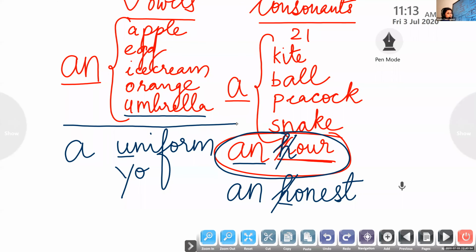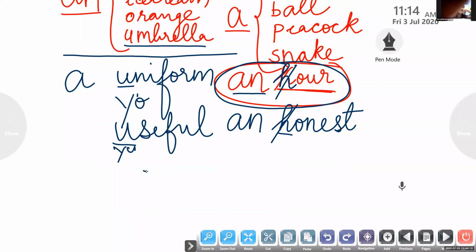Have you all noticed? Okay, one more word I'll give you. Useful. The word useful starts with a vowel, but it has a sound of Y-U. Okay, children? So we use A before the word. So these two exceptional rules you have to keep in your mind.